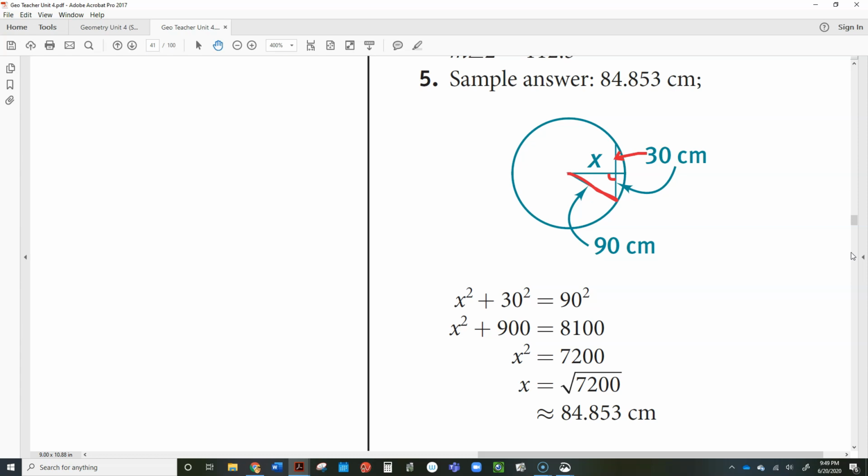So basically I have a side of a right triangle that's 30, and I have the hypotenuse that's 90. And X is just the distance from here to here. This is the distance that they're asking for. So that's what they want us to find. So you just use the Pythagorean theorem: X squared plus 30 squared equals 90 squared.